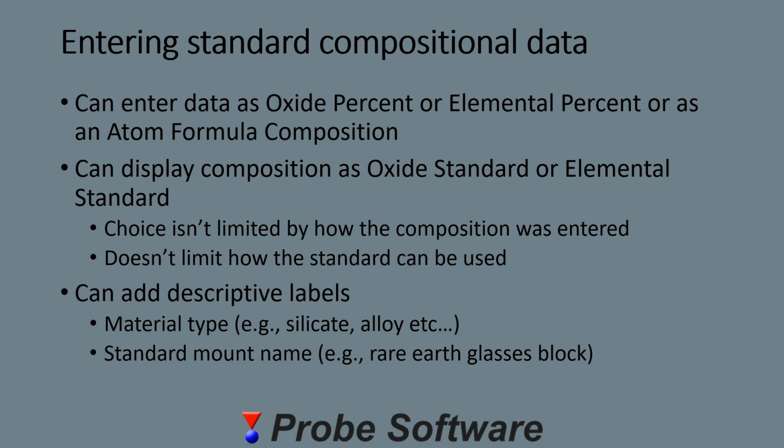You can also add descriptive labels, so you can give it a material type, for example silicates, alloys, etc., to help with searching through the minerals and standards. And you can also give it a standard mount name, e.g. the rare earth glasses block.